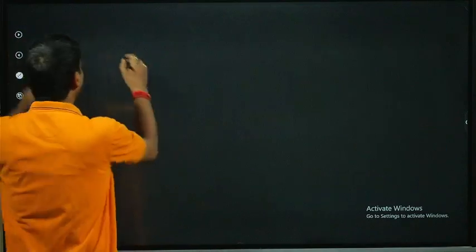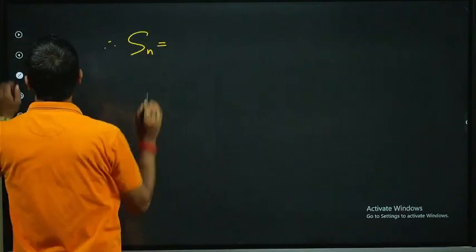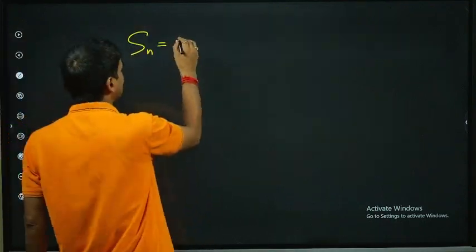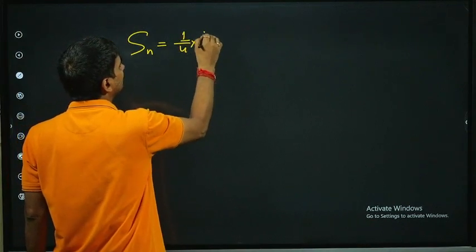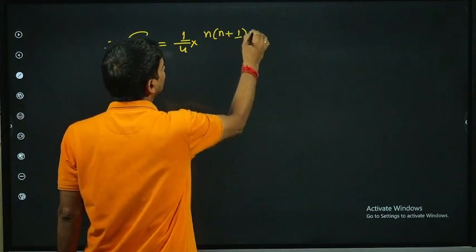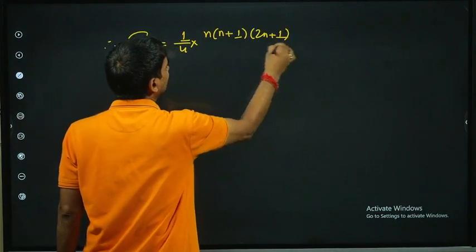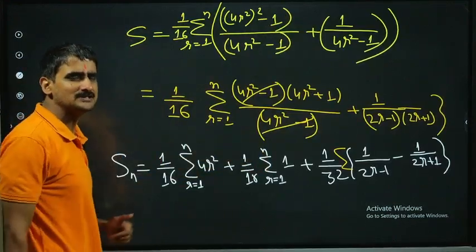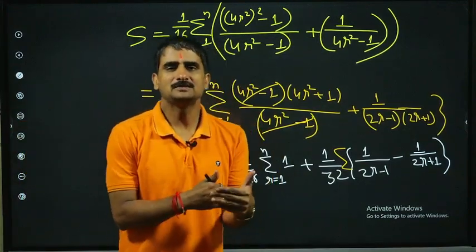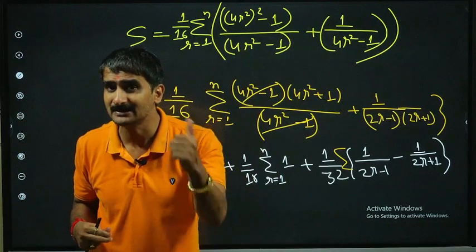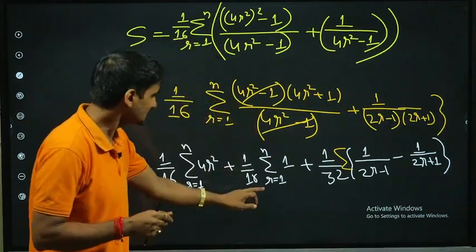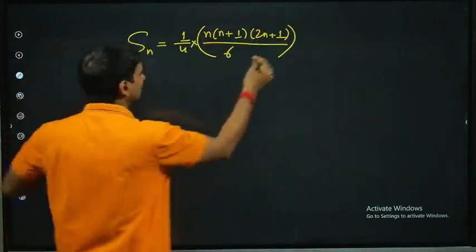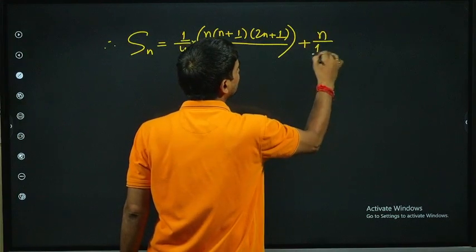Okay, so now let's use the formula. So therefore Sn is, so it's nothing but 4, and this will get cancelled, summation r square. What is summation r square? It's 1 by 4 into n plus 1, 2n plus 1 by 6. That's the summation of r square. Then the next term is summation of 1. When you are adding 1, the answer will be how many times you are adding 1, that means the number of terms. So when r goes from 1 to n, how many terms do we have? We have n terms. So summation of 1 is nothing but n, so it's n by 16.